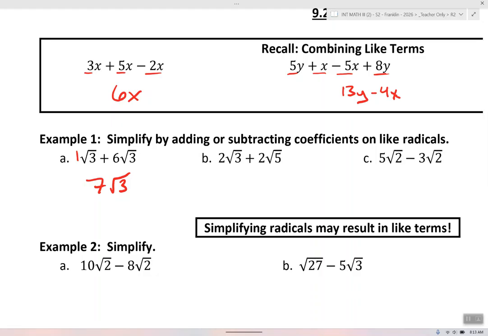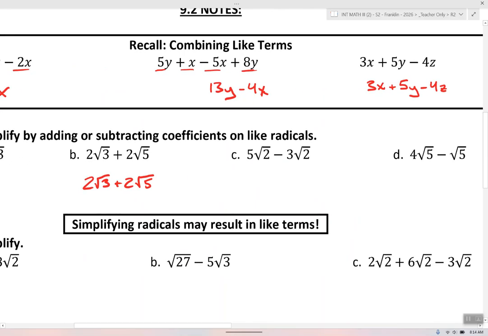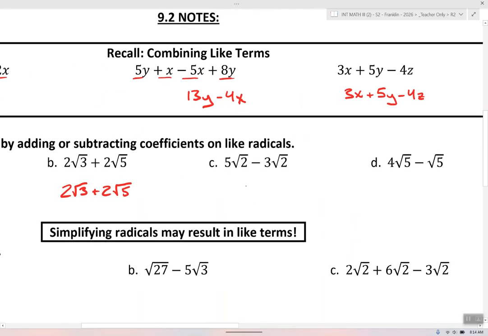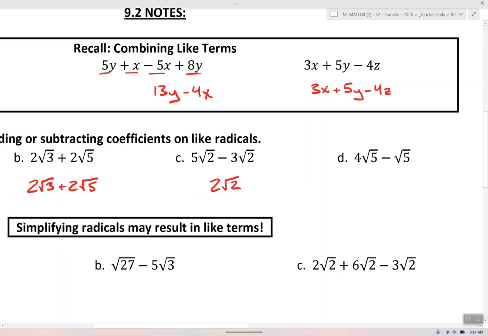Like on example B, I can't combine these. 2 root 3 plus 2 root 5, those numbers inside are different, so I can't actually combine these together. Example C, I can do 5 minus 3 is 2 root 2. And on example D, 4 minus 1 is 3 root 5. Okay, so we're just adding or subtracting the coefficients on radicals that have the same radicand, the same number inside.